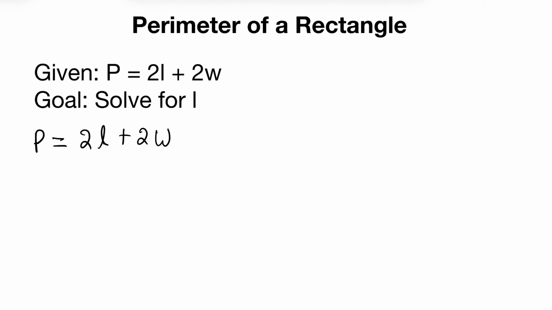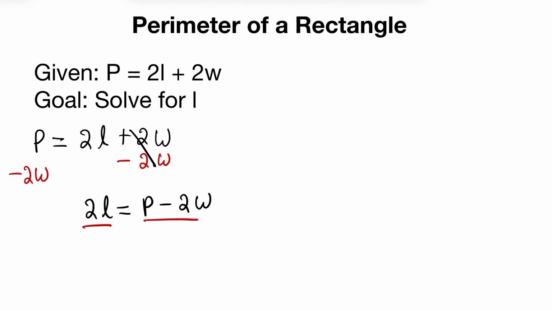Okay, so now let's go ahead and subtract 2W from both sides, from the right and from the left. Okay, and we see here that the 2W's cancel out, and we are left with 2L equals P minus 2W. So again, we have to solve for L, and we can go ahead and divide by 2. So divide by 2 on the left and on the right.